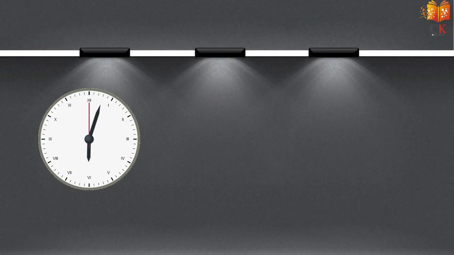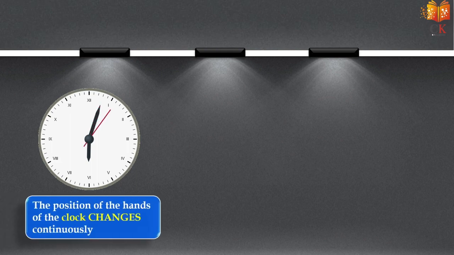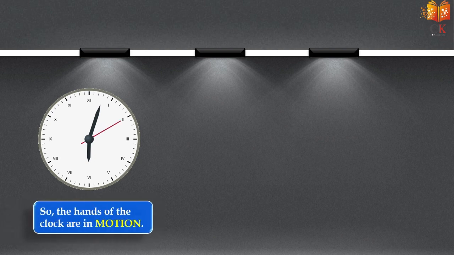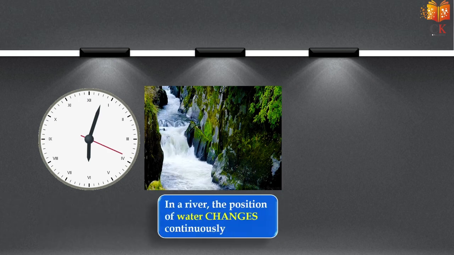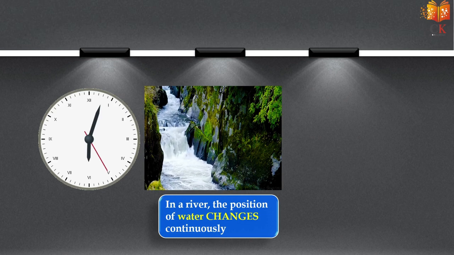For another example, we can take this clock. If you see here, the position of the hands of the clock is changing continuously. Thus we say that the hands of the clock are in motion. If you see the second example, the water in the river is also moving. That means the river water is changing its position continuously, and as we have defined earlier, anything which changes its position with respect to the surrounding is said to be in motion. So we can say that the water is in motion.